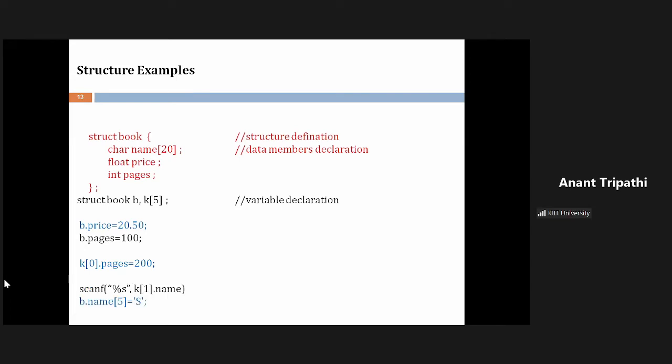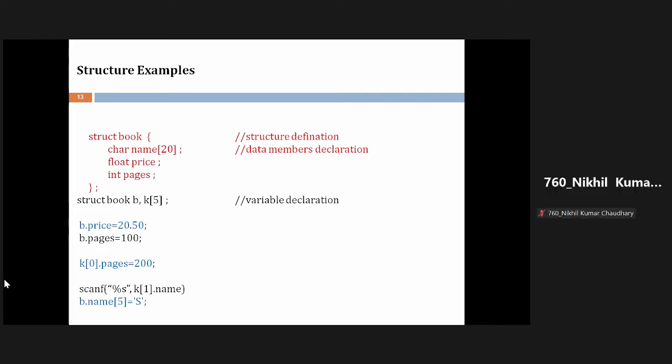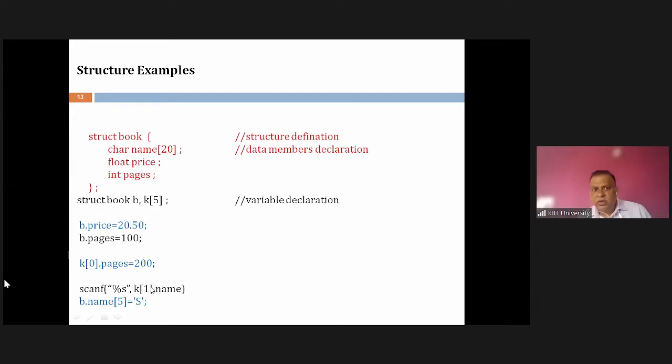Now suppose I would like to scan or assign a whole string to this. In case of a string variable, do you write ampersand or only the first character address to scan the whole string? Only the first character. What is the first character address? Name. Very good. It is only name. So if I want to store a name for the variable K1, I'll write K1 dot name.